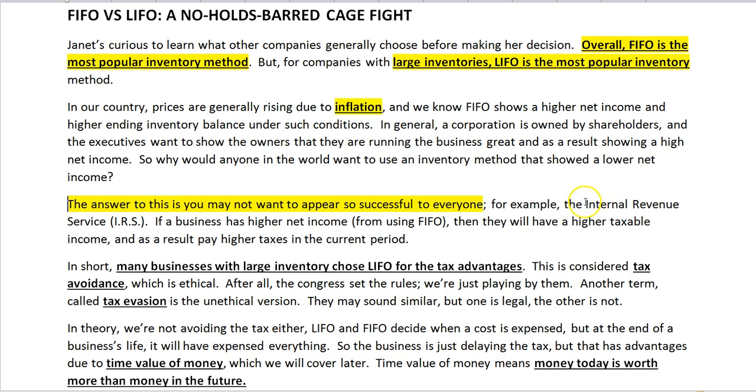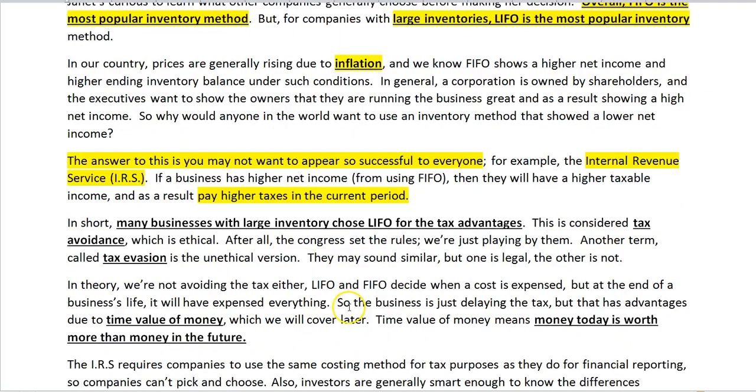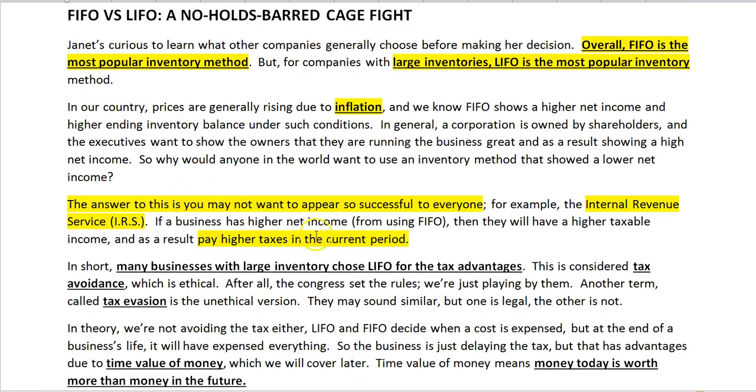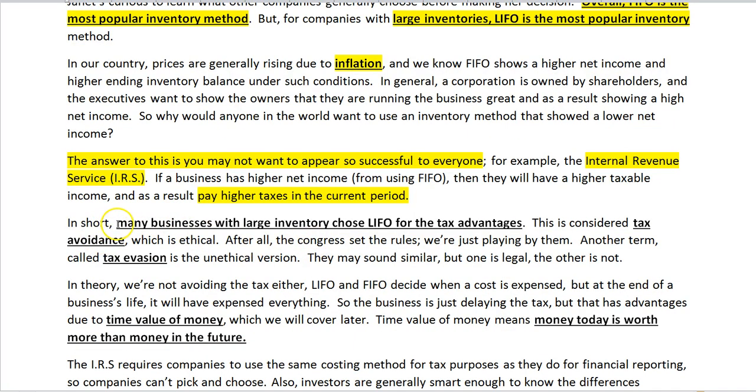For example, the IRS. To the IRS, you don't want to appear like you're making a lot of money. Then they're going to tax you a lot. So if a business has a higher net income, therefore using FIFO, it will have a higher taxable income, and as a result pay higher taxes in the current period. So a lot of businesses are going to choose LIFO because it lowers their taxable income, which results in a lower tax in the current period.